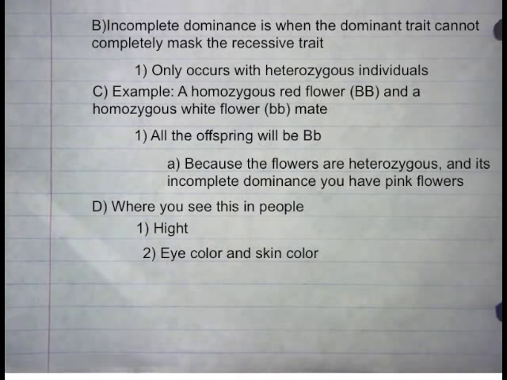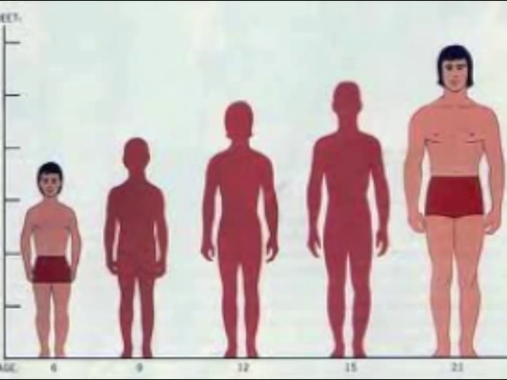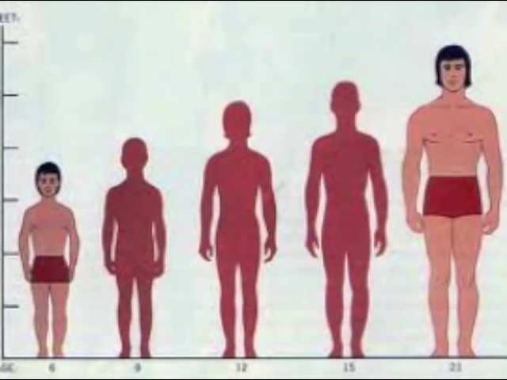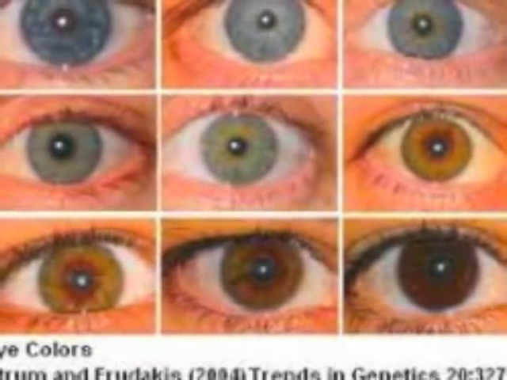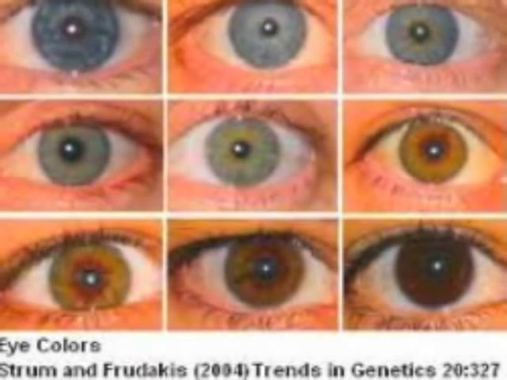Where do you see this in people? Height, eye color, and skin color. In people, the genes that control height vary, thus giving a blending of the height from short to tall, or sometimes an exaggeration of height, where two tall people end up having a really tall child. Eye color is another example, where you end up with a wide spectrum of eye colors.